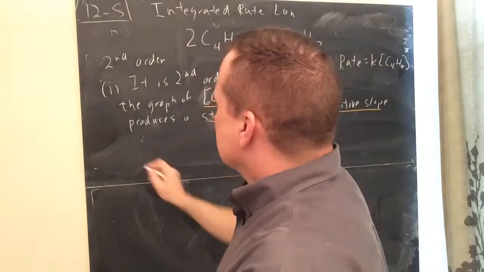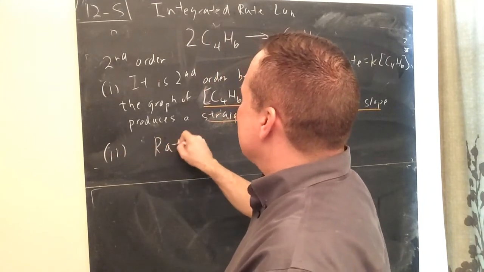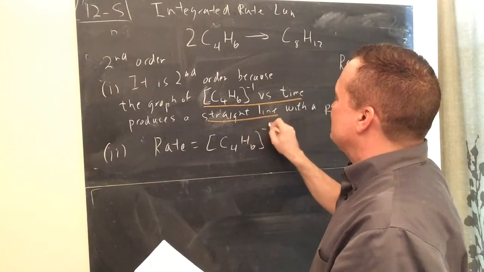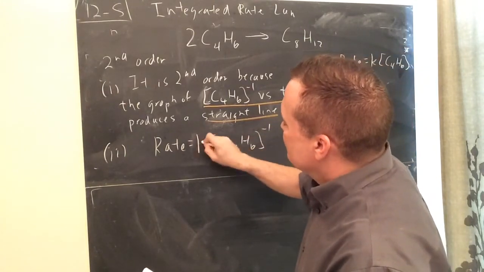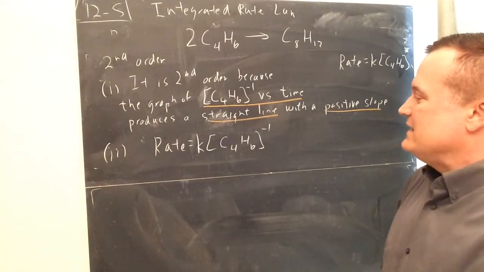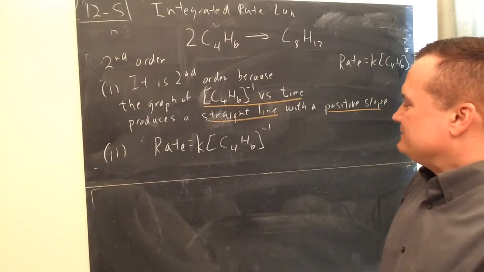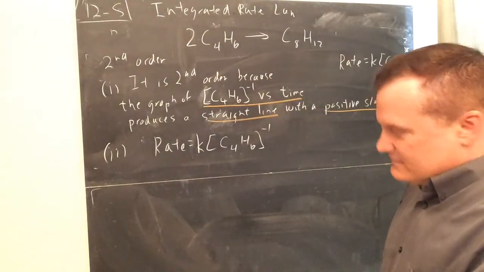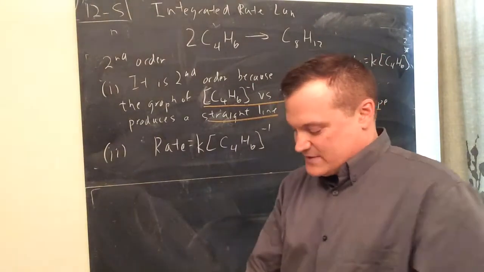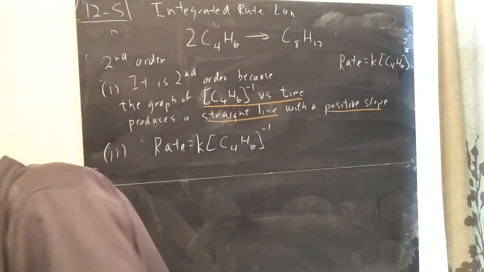Question number 1. Number 2, write the rate law for this reaction. Well, the rate law is, and I kind of showed you, rate equals K times C4H6 to the negative 1. There it is. Now, number 3 says, calculate the value of the rate constant for this reaction, specifying the units. Okay, so here we go.